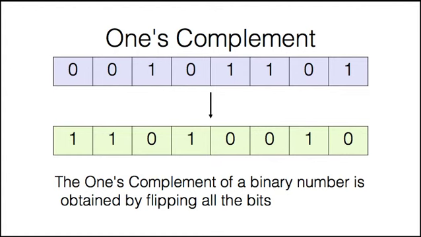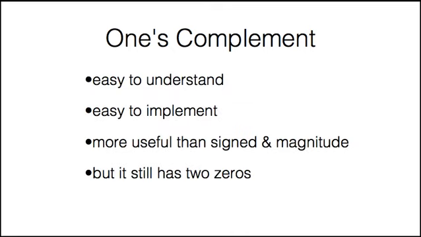Okay? So here we have a number, whatever it is. You could work it out. You flip all the bits, you get the ones complement. That's easy to understand, and it's easy to implement. It's a bit more useful than sign plus magnitude. Bit of a typo there.